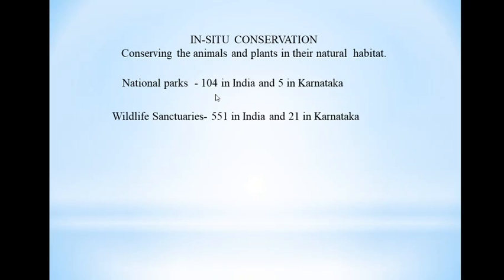Then let us talk about the wildlife sanctuary. It is also one of the in situ conservation methods of biodiversity, where wildlife is conserved or protected in the native areas. There are about 551 wildlife sanctuaries in India, and there are 21 wildlife sanctuaries in Karnataka. So there is a slight difference between the national park and the wildlife sanctuary. National parks have clear boundaries, but wildlife sanctuaries don't have clear boundaries, and with permission some activity is allowed in the wildlife sanctuary.